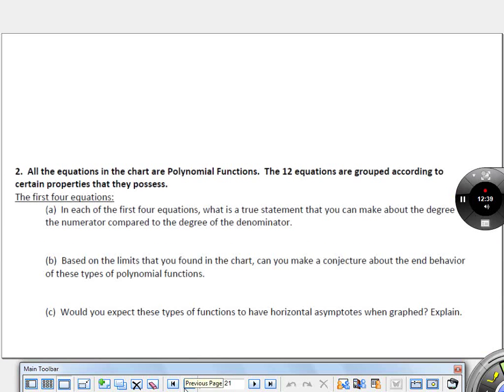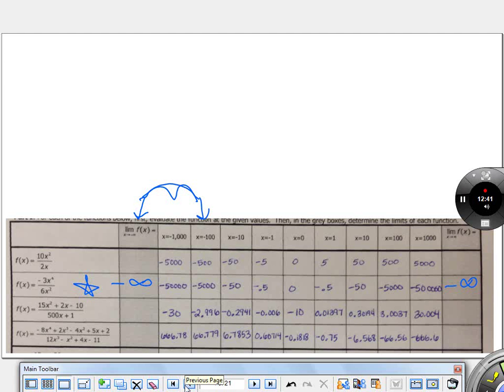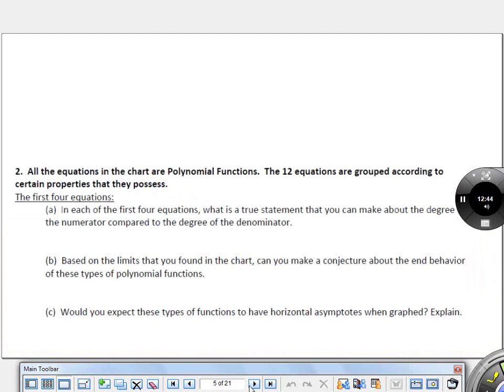So after each set of the chart, like here's the first set of 4 equations, you want to answer these questions in your note guide. In each of the first 4 equations, what is a true statement you can make about the degree of the numerator compared to the degree of the denominator? Do you guys remember what degree is? If I write x^3 + 2x + 1, this is a polynomial. What is the degree of this polynomial? 3, okay? Each term has its own degree. This term has a degree of 0. This term has a degree of 1. This term has a degree of 3. But the degree of the whole polynomial is just the highest one. So this has a degree of 3.